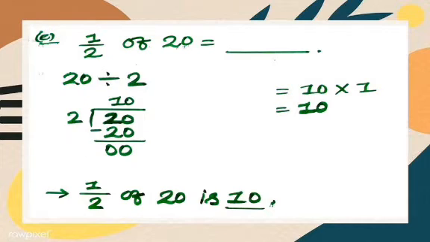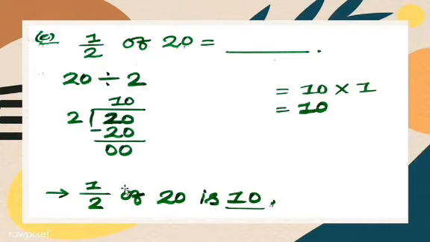Understood? Now further, 1 upon 2 of 20. 20 divided by 2. In table number 2, 20 will come. Yes, 2 tens are 20. 20 minus 20 is equal to 0. The answer is what? 10. 10 multiplied with the numerator 1. 10 ones are 10. Understood?